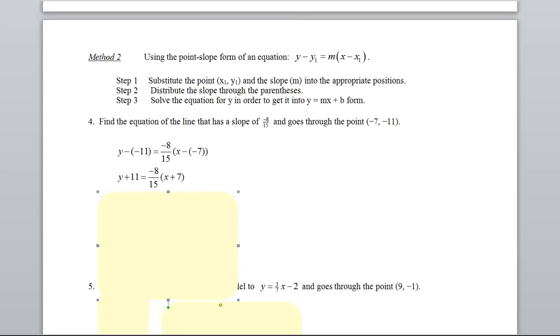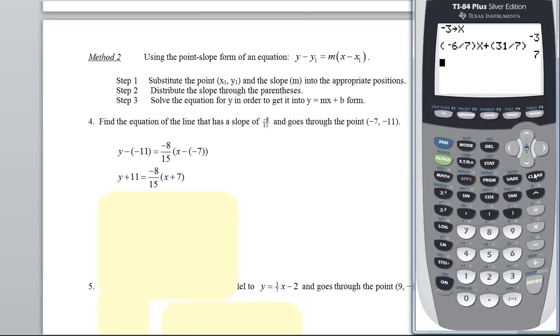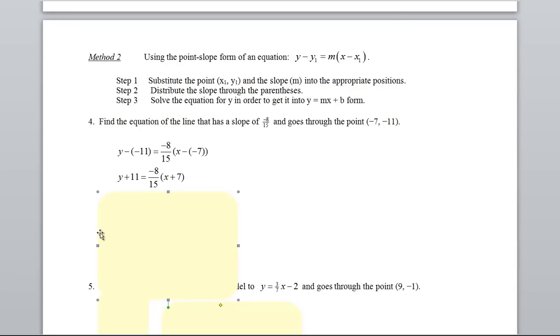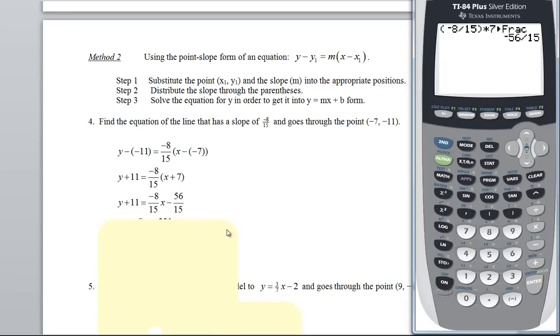Now, here is where the calculator comes in very handy. It's very quick. Now, negative 8/15 times x is just negative 8/15 times x. That's relatively painless. But it's this negative 8/15 times 7 that, if I use my calculator, times my 7, and I'm going to go frac it. It's under your math. Don't give me decimals. So first distribute. Let me move it down a little bit. Let me get my calculator back. And that goes right here.